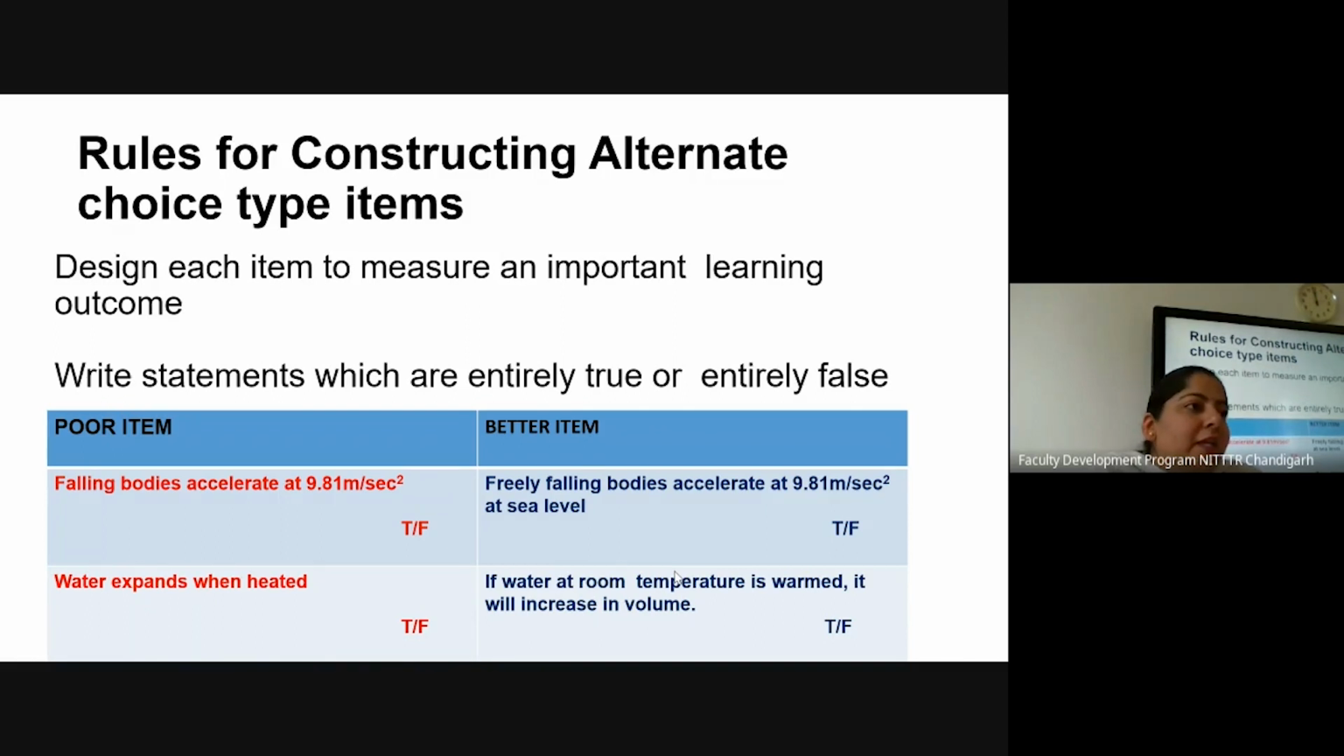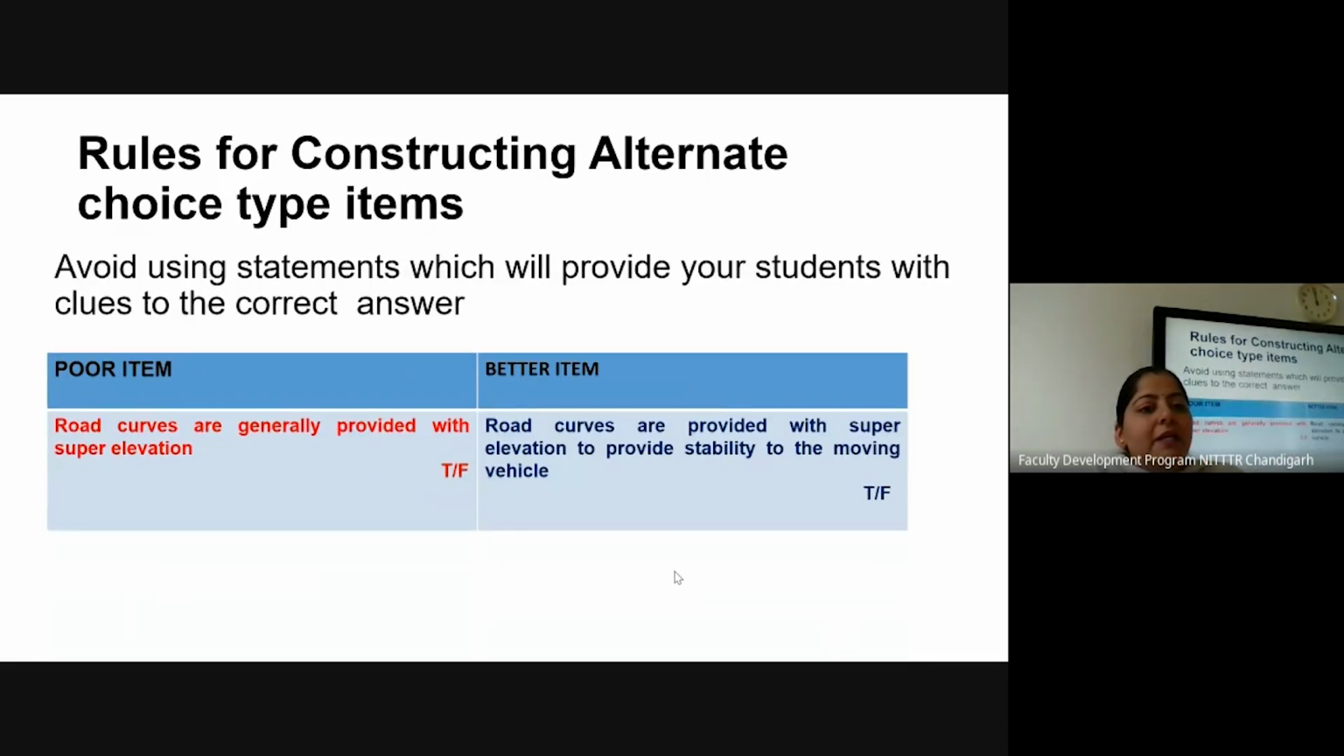Water expands when heated, at what condition? That needs to be specifically mentioned by the teacher. Avoid using statements which will provide your student with clues to the correct answer. Road curves are generally provided with super elevation. Road curves are provided with super elevation to provide stability to the moving vehicle. That's the thing that I want to ask my student.